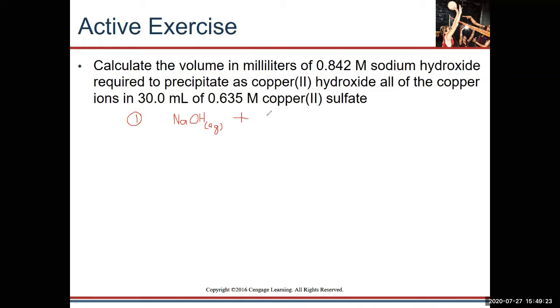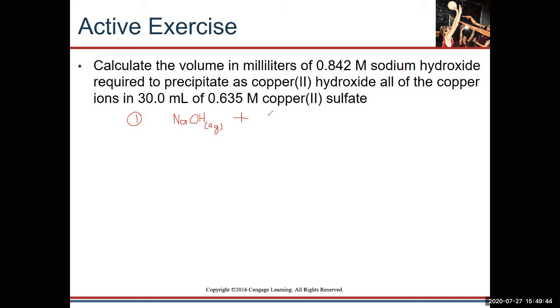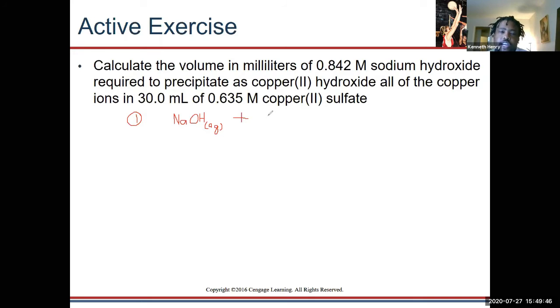Copper hydroxide, so that'd be Cu. Oh no. Now think about it. So you have sodium hydroxide. So do you think you're going to be reacting with copper hydroxide? Because then are you really going to exchange hydroxide for a hydroxide? Oh no. That's kind of like divorcing your husband and then remarrying your husband right after.